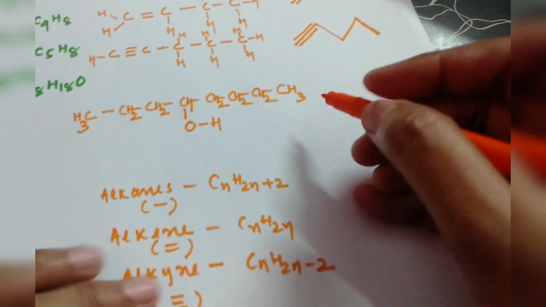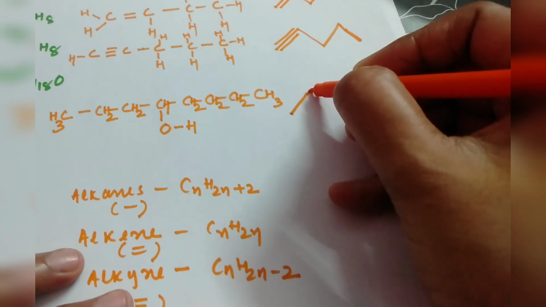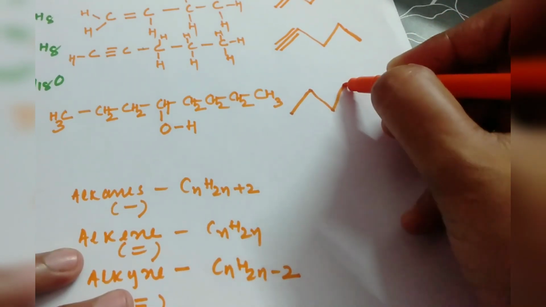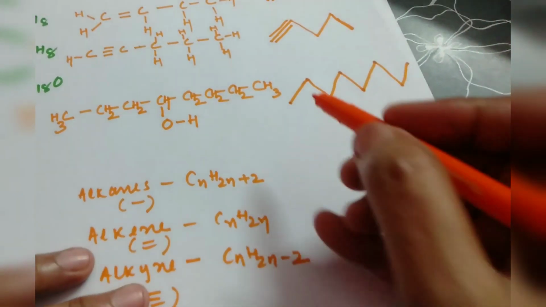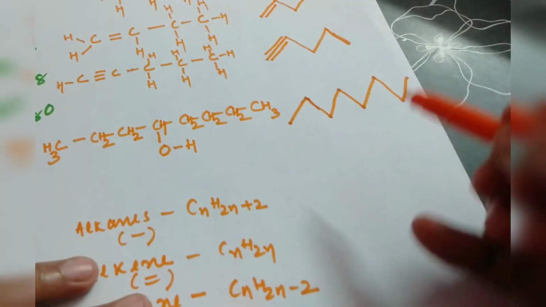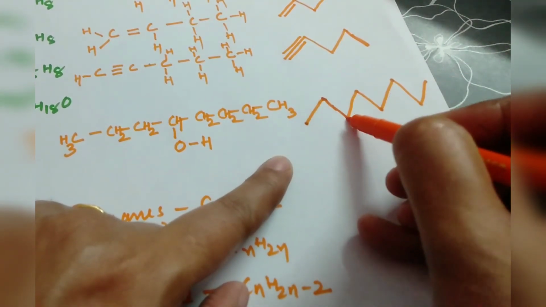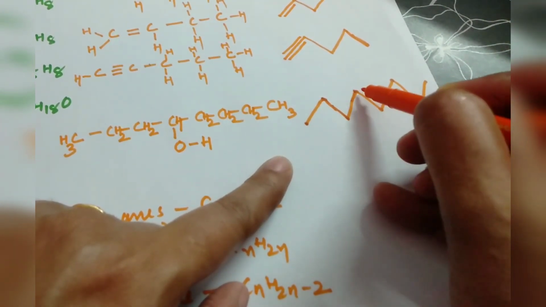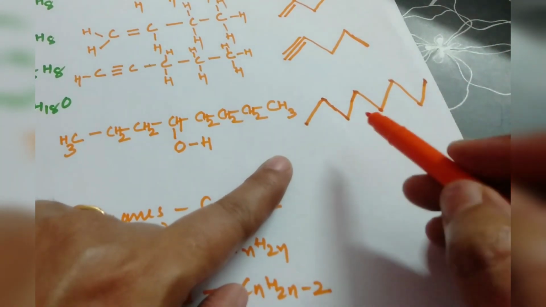Okay, now how can you represent the bond line notation of this compound? 8 carbon atoms. So first of all I will represent this H. 1, 2, 3, 4, 5, 6, 7, 8. See here, this is 1 carbon, 2 carbon, 3 carbon, 4 carbon, 5 carbon, 6 carbon, 7 carbon, 8 carbon, right? So 8 carbons are there.